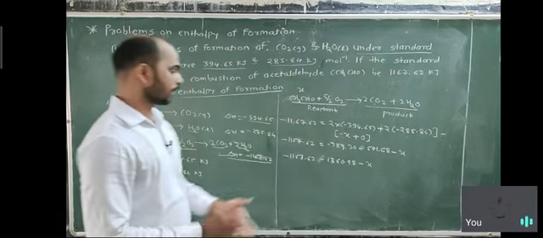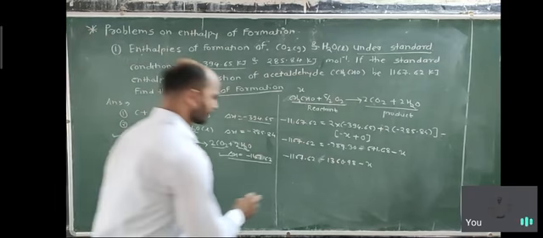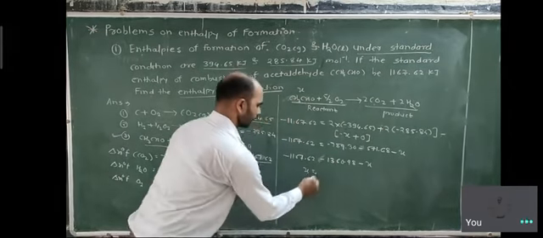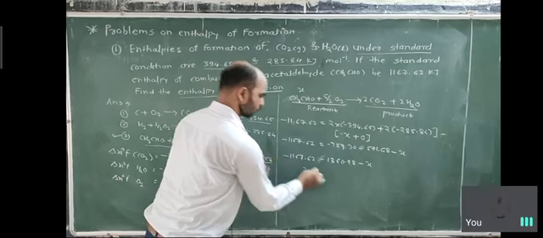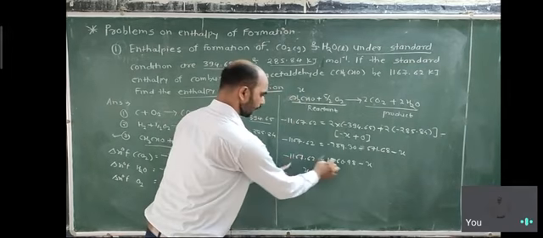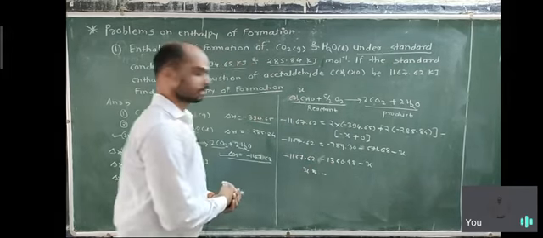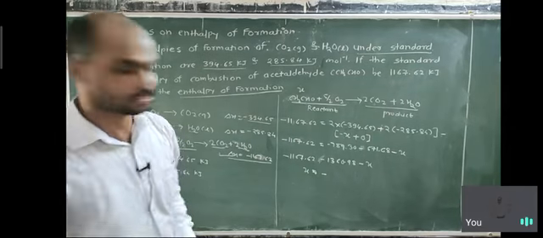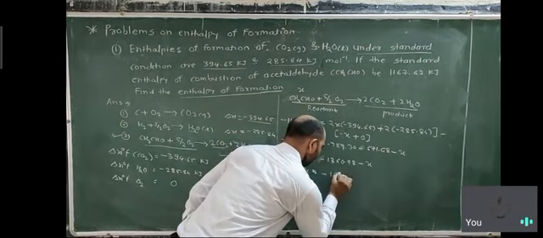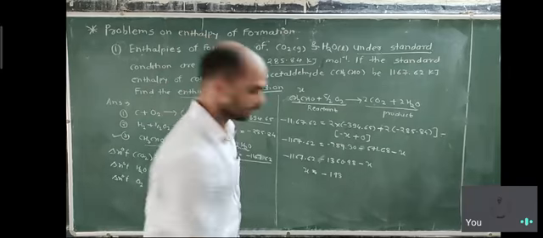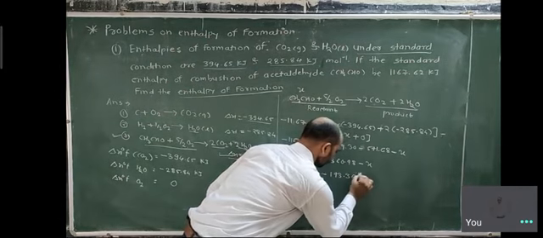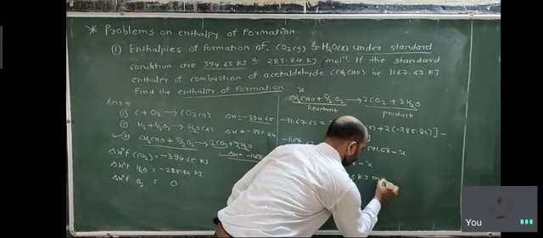We are going to calculate X here. So X is equal to, these are minus, so here is a minus sign, and these are subtracted from each other, and the answer is minus 193.36 kilojoule per mole.